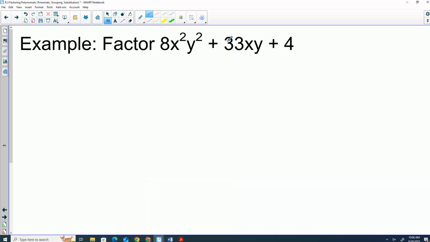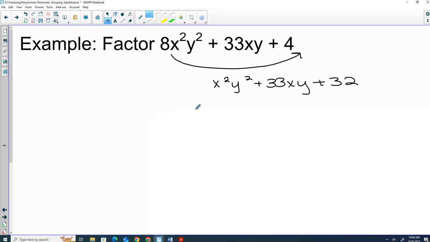Alright, so we have x's and y's, but x squared, y squared, then an xy, then a constant. So it's like a trinomial. We can do our slip and slide. So we bring the 8 over. X squared, y squared, what would I put in the front of each parenthesis? xy. What multiplies to 32 and adds to 33?